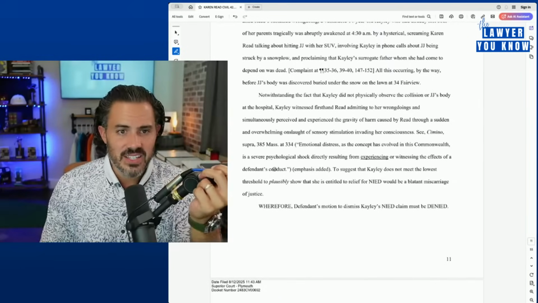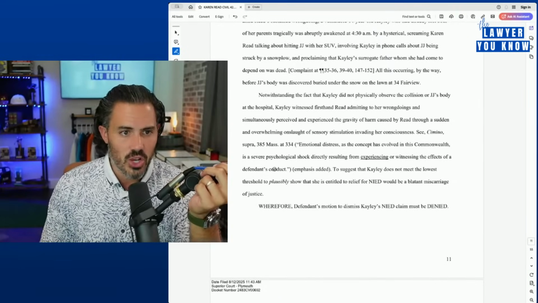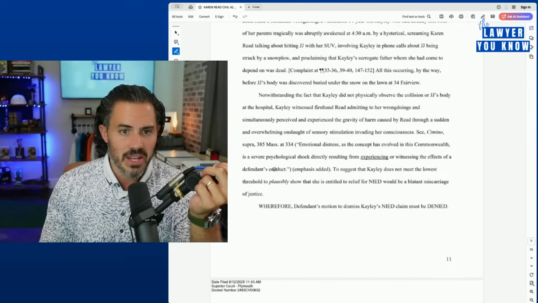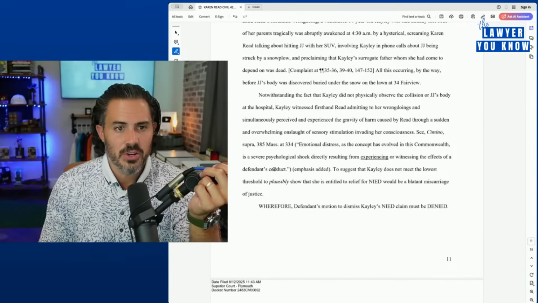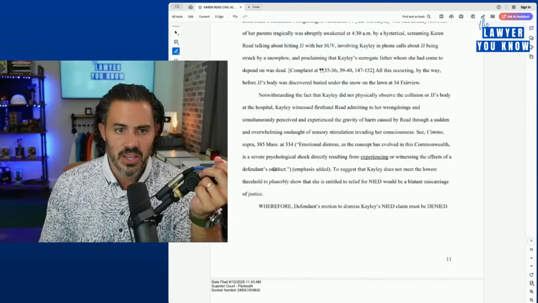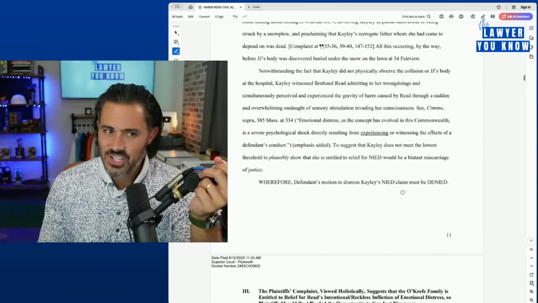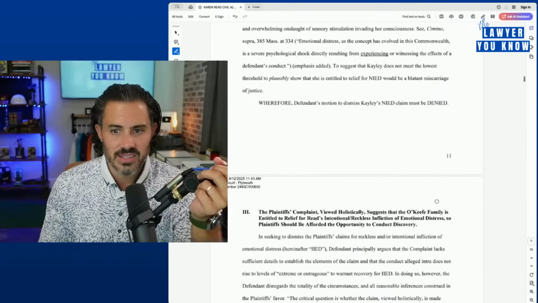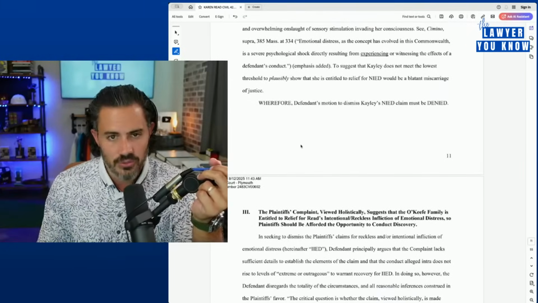Notwithstanding the fact that Kaylee did not physically observe the collision or John's body, Kaylee witnessed firsthand Reed admitting her wrongdoing and simultaneously perceived and experienced the gravity of her harm caused by Reed through a sudden and overwhelming onslaught of sensory stimulation and invading her consciousness. I just don't think that that's legally appropriate. I think that would open the floodgates, like I've been saying.